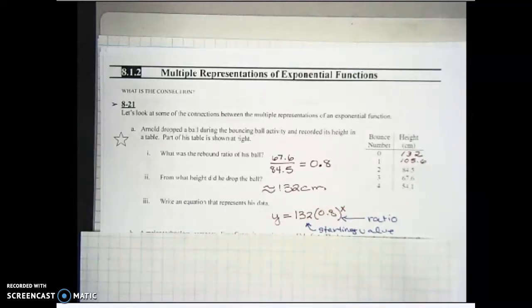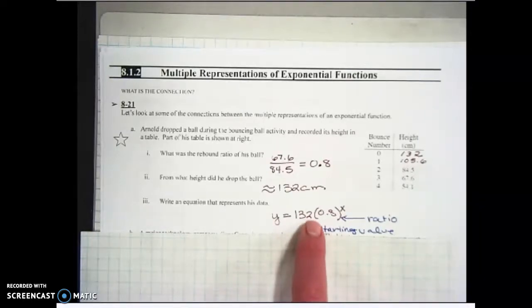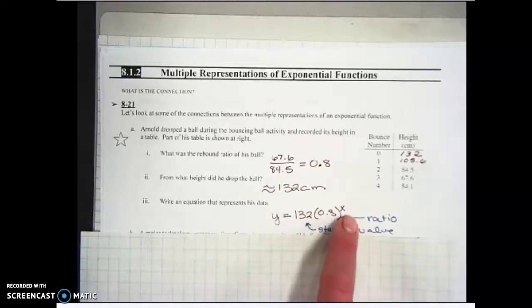Now, when you're calculating this, and you need to follow order of operations, what do you do first? Do you multiply first, or do you do the exponent first? Exponent. You always want to do the exponent before you multiply.